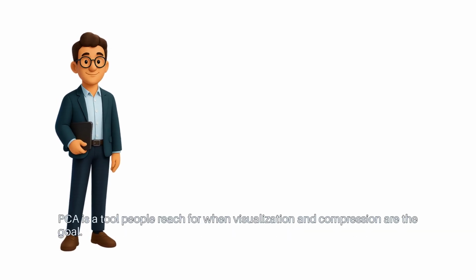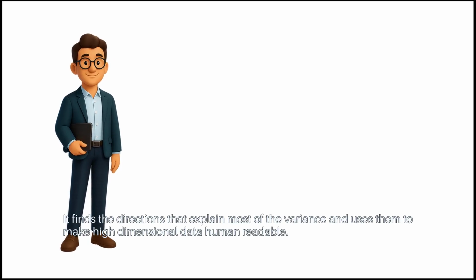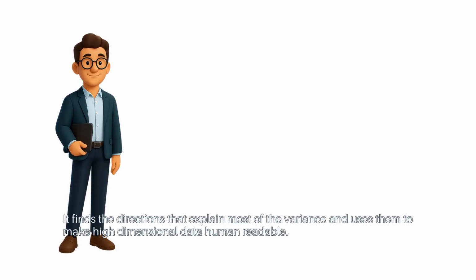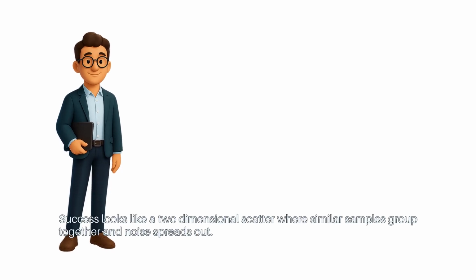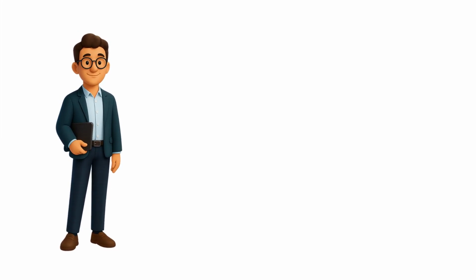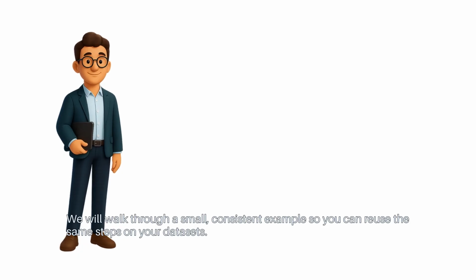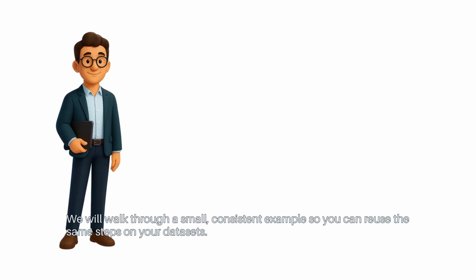PCA is a tool people reach for when visualization and compression are the goal. It finds the directions that explain most of the variance and uses them to make high-dimensional data human-readable. Success looks like a 2-dimensional scatter, where similar samples group together and noise spreads out. We will walk through a small, consistent example so you can reuse the same steps on your datasets.